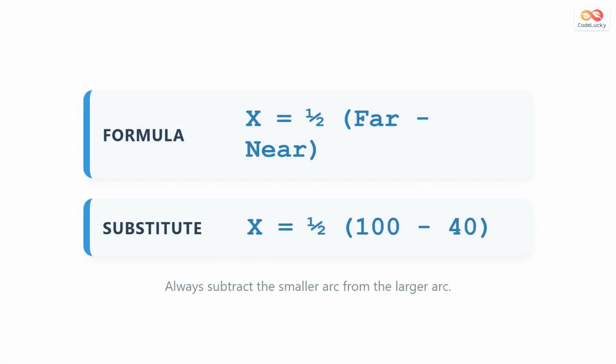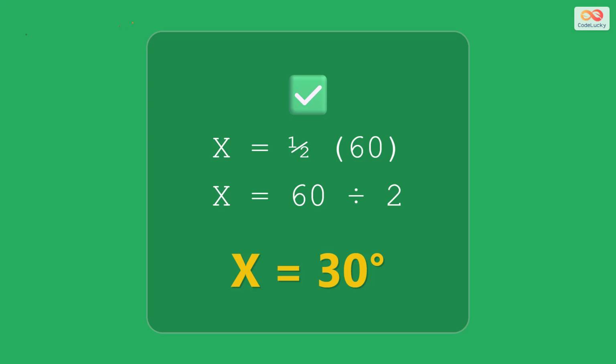We start with our formula. Angle equals 1/2 of far minus near. We substitute the values we know. So, x equals 1/2 of the quantity 100 minus 40. Now we calculate. 100 minus 40 equals 60. Finally, we take half of 60, or divide 60 by 2. The result is 30. So, the measure of angle x is 30 degrees.